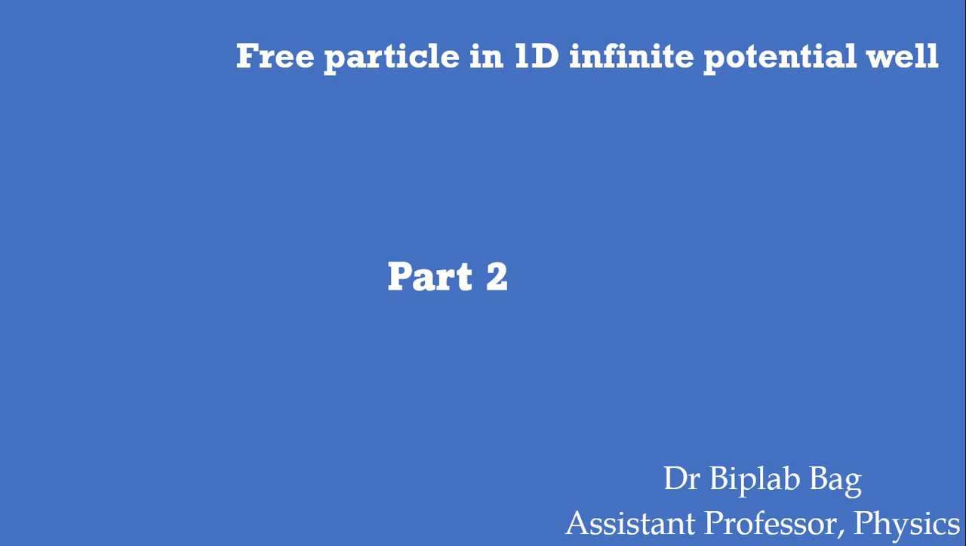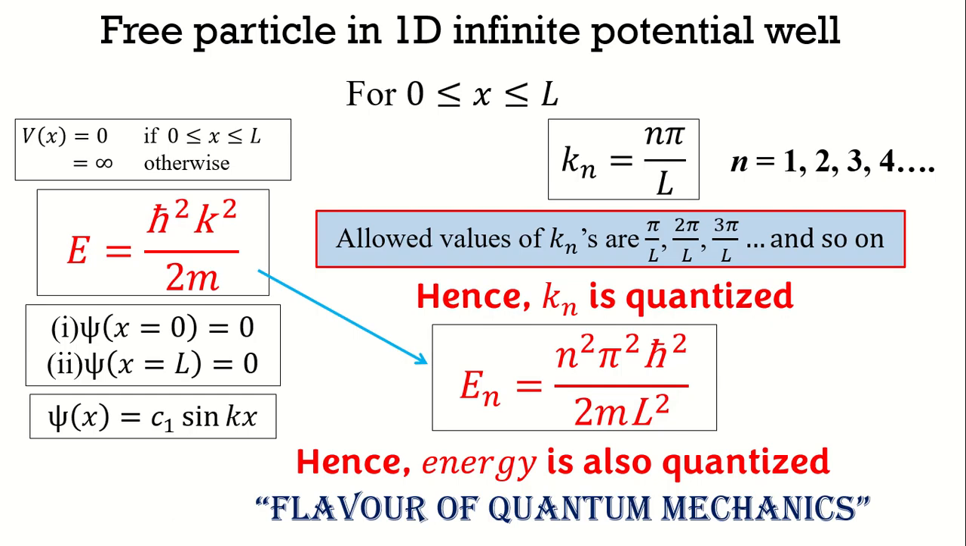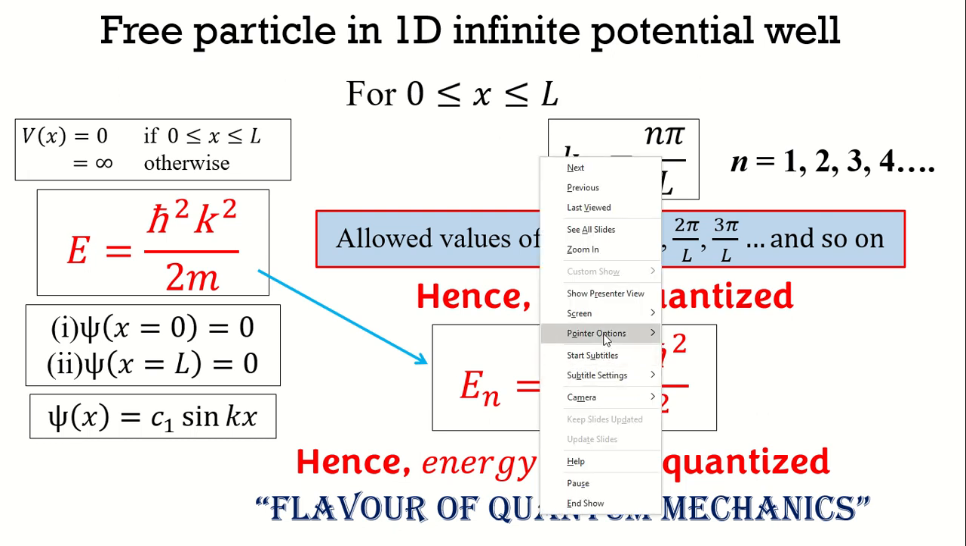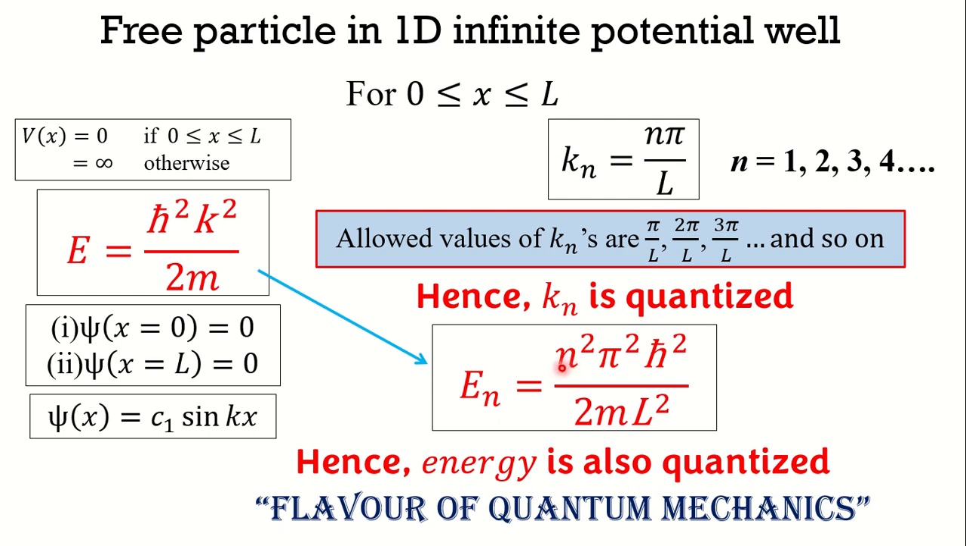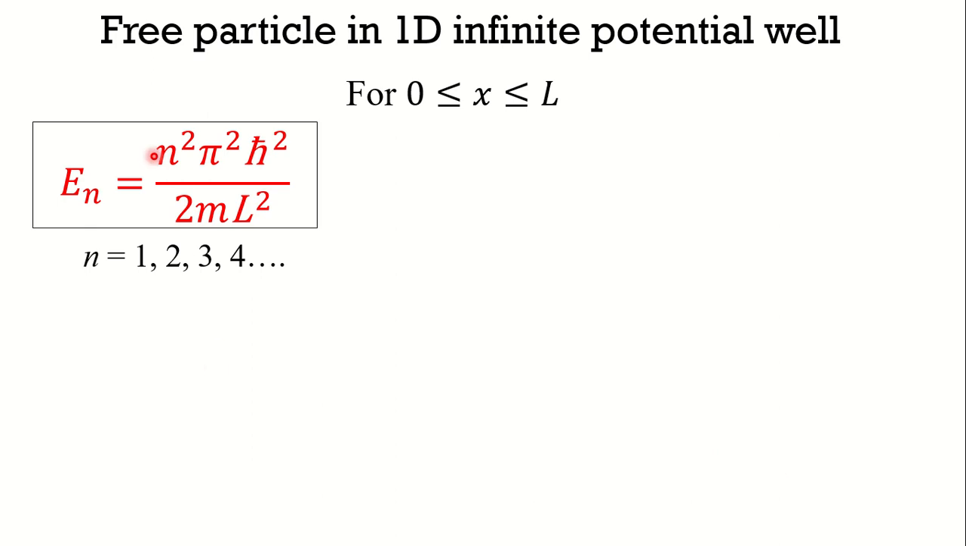Hello everyone, this is part 2 of the free particle in a 1D infinite potential well problem. In our previous video we estimated the energy values for the particle and found that E is proportional to n squared, where n is an integer and the energy values are quantized. Now n can have values 1, 2, 3, 4, but n can't be 0, the reason for which we discussed in our previous video.